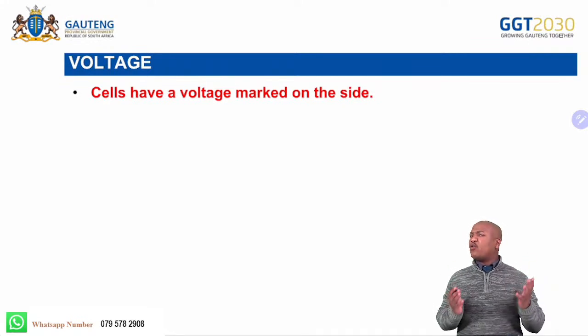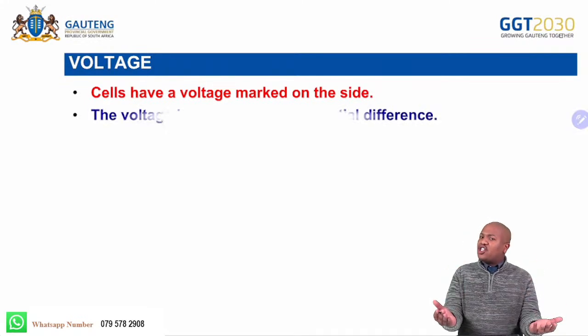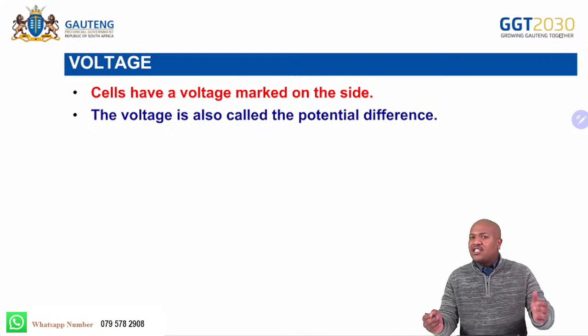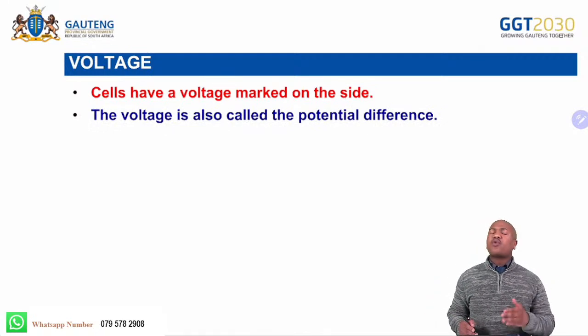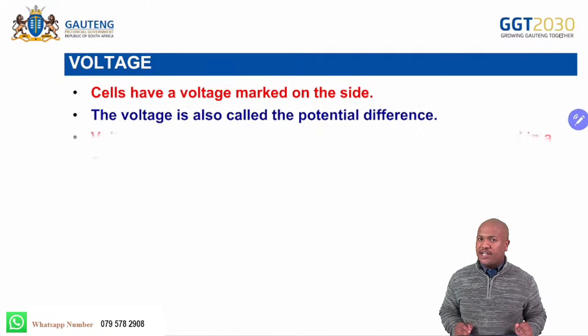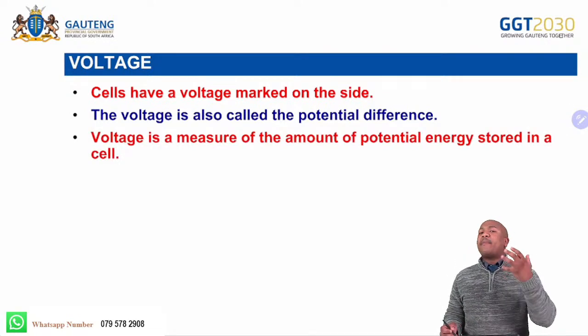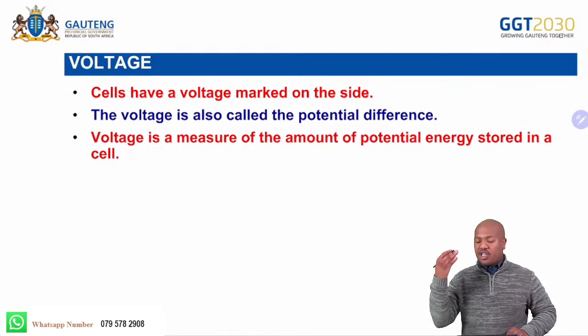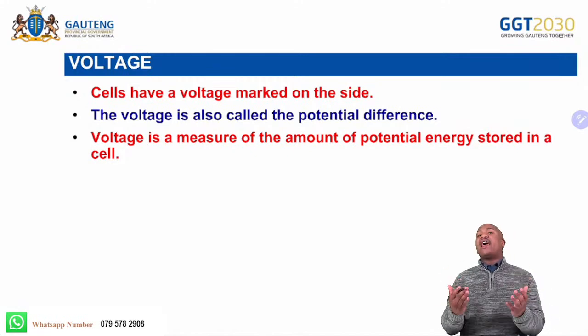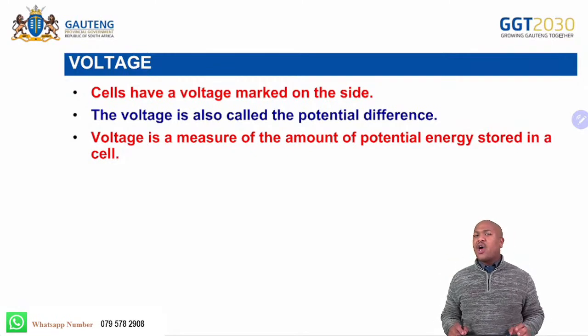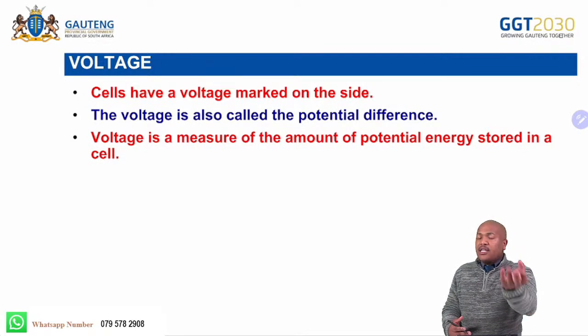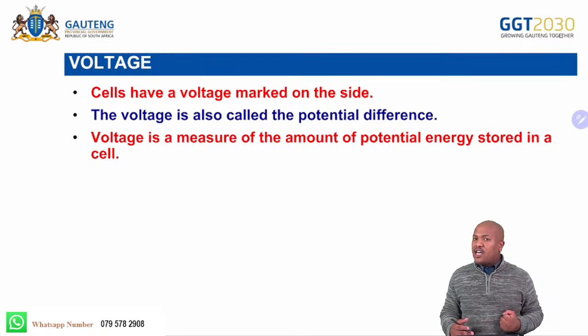So now what is that voltage? Sometimes voltage is called potential difference. So now, what actually is this voltage? Voltage is a measurement of the amount of potential energy stored in a cell. In order for a cell to be able to give off its energy in the form of kinetic energy, it needs to have some amount of potential energy stored.